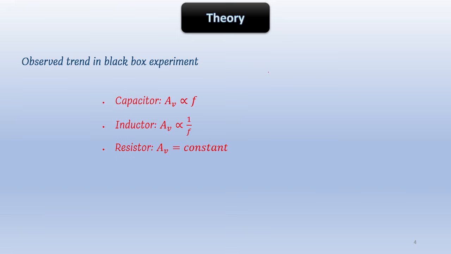And we know that for a capacitor, voltage gain is directly proportional to frequency. For an inductor, the voltage gain is inversely proportional to frequency, and for a resistor, the voltage gain is independent of frequency. By using this theory, we are going to identify the type of unknown component present in the circuit.